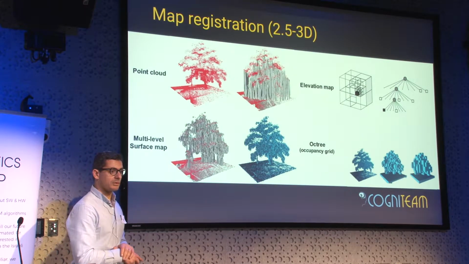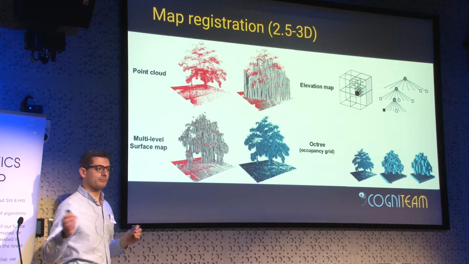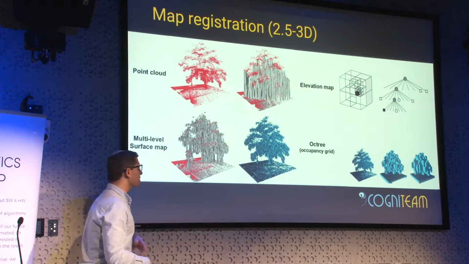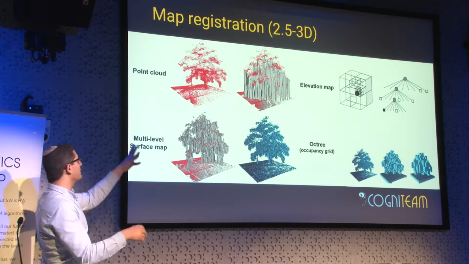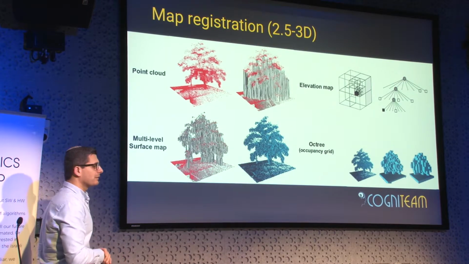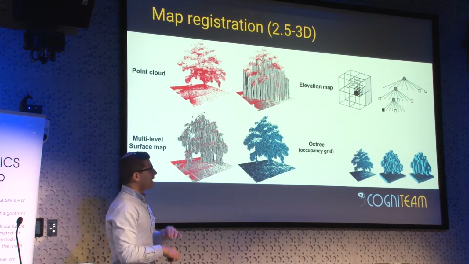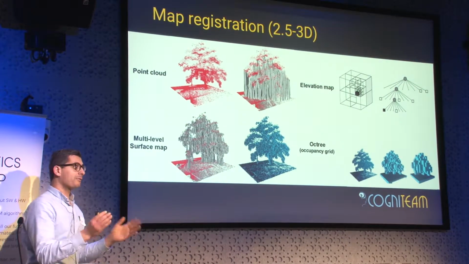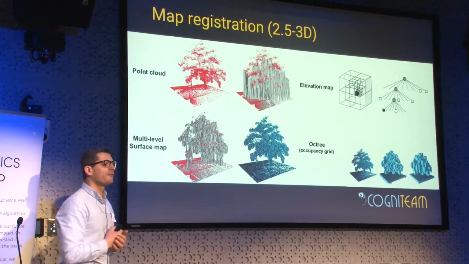You can keep it in a point cloud: you have an array of points with x, y, z location. It's difficult to search in the point cloud data structure. There is a very useful data structure for maps in 3D. We call it 2.5D.